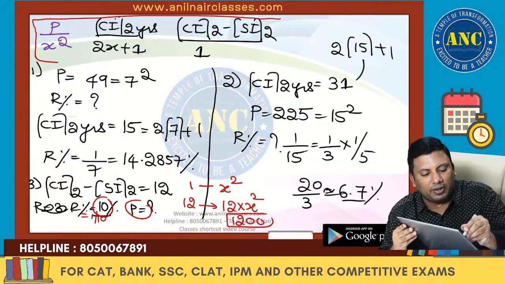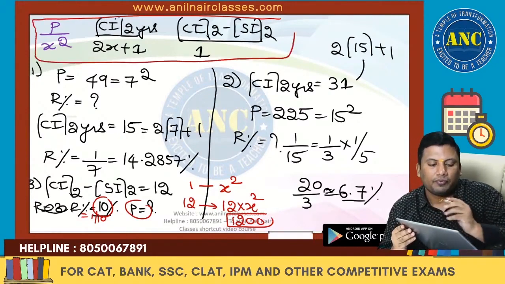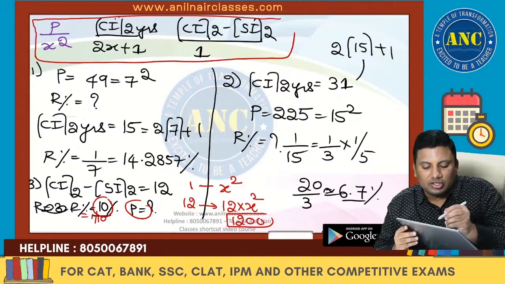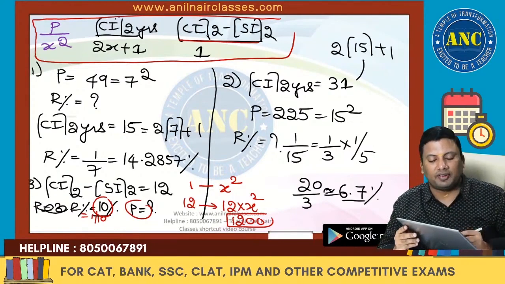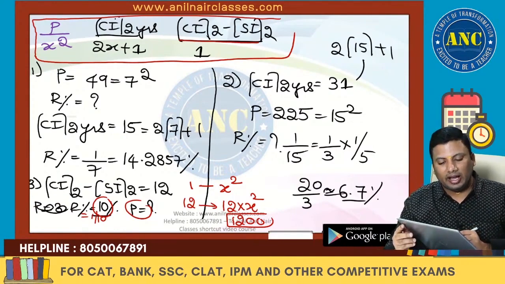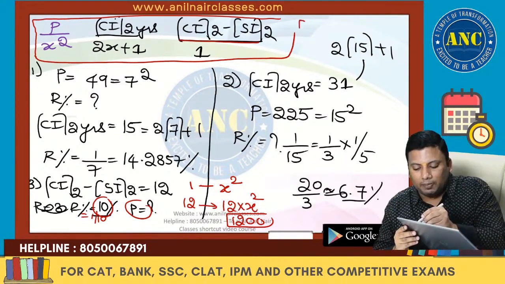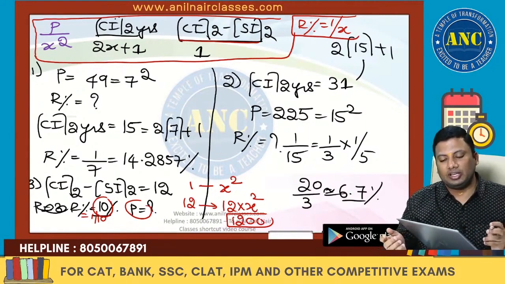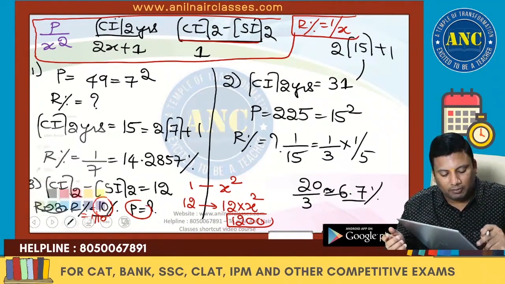If the principal is x square, CI for 2 years is 2x plus 1. CI for 2 minus SI for 2 is 1. Then you can calculate R. What is R percentage here? R percentage is nothing but 1 by x.